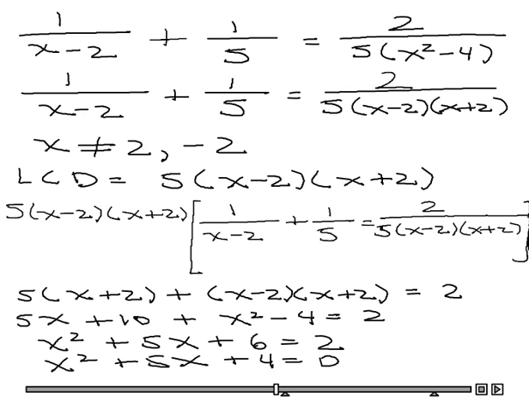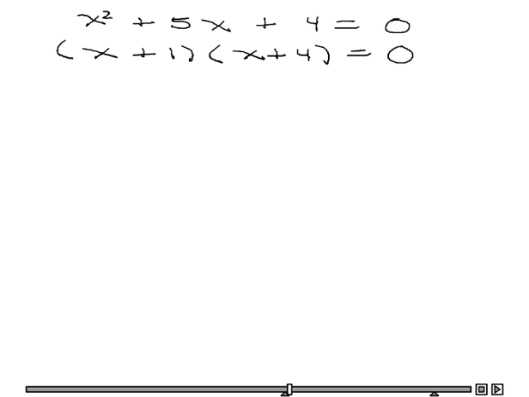And so next what we'll need to do is to factor that quadratic on the left-hand side. So you can see that the x squared plus 5x plus 4 will factor into x plus 1 times x plus 4. And setting each factor equal to 0, which we can do mentally, we'll see that x is equal to negative 1, or x is equal to negative 4 as possible solutions.